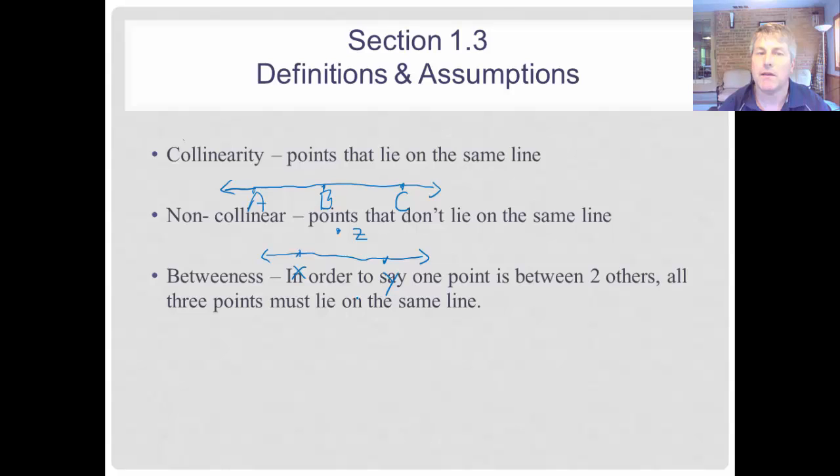Betweenness. Now, in order to say that one point is between two others, all 3 points must lie on the same line. So above here, where it looks like Z is between X and Y, we can't really say that because it's not collinear. Where we can say B is between A and C.